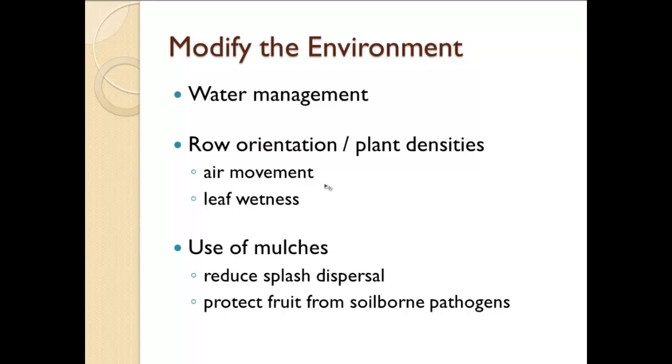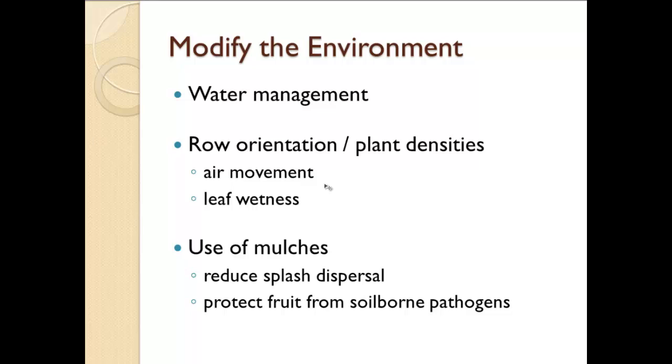So we can also look at how frequently we apply water and how much water we apply at a given time. All those things can affect the levels of disease that develop, and we have to be aware of that. We can even do things like orienting the rows of our plantings to promote air movement. If we know that the prevailing winds in our area go from southwest to northeast, we can orient the rows in that direction and have the wind blow through the rows, as compared to planting perpendicular to the prevailing winds, which would really slow the movement of air through the planting.